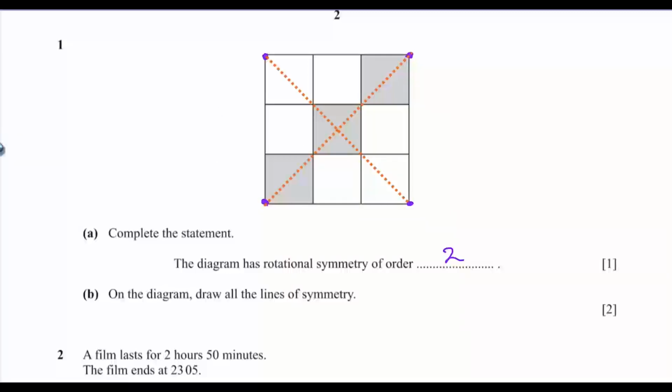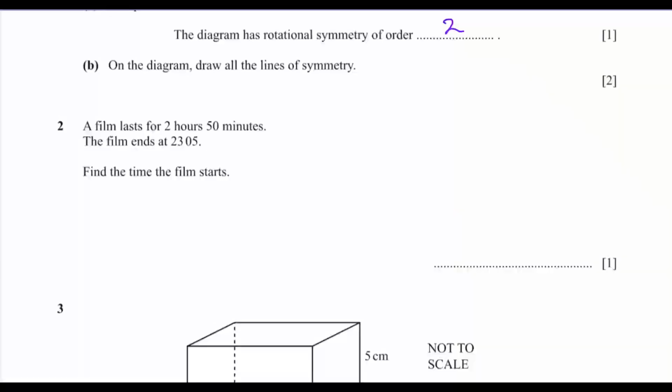Let's go to the next question. That will be question 2. A film lasts for 2 hours 50 minutes. The film ends at 20:05. Find the time the film starts. For this, what you need to do, you need to have your hour and the minute here. Then the time the film ends is 20 hours 5 minutes, so you put it here. Then you subtract 2 hours 50 minutes from it, so that will give you the time the film starts.